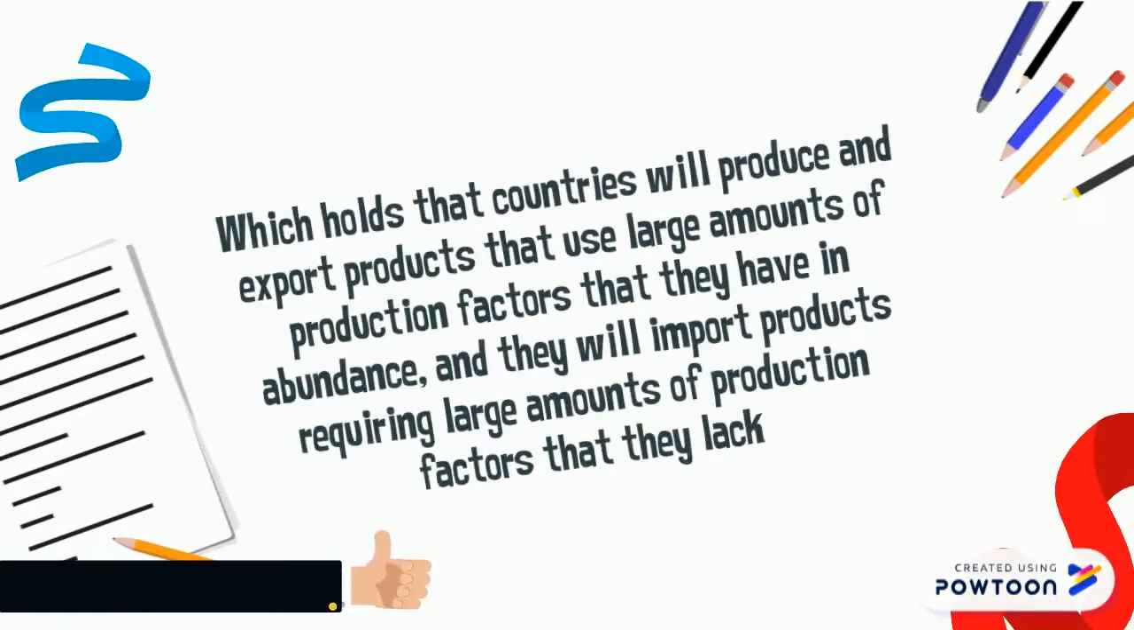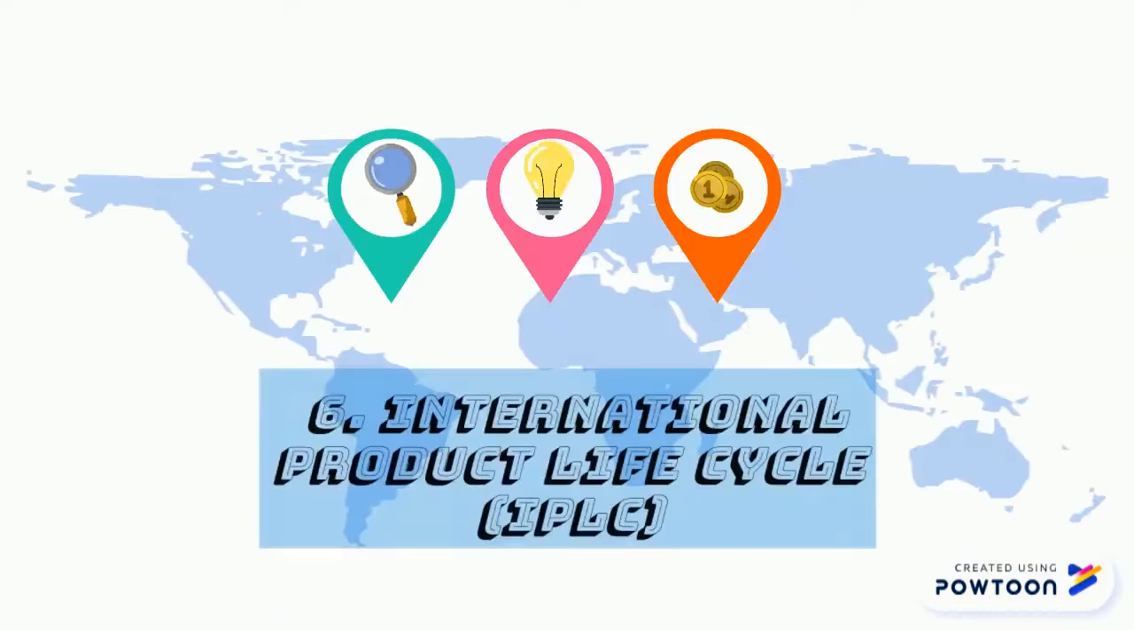Fifth, factor endowment theory or Heckscher-Ohlin theory, which holds that countries will produce and export products that use large amounts of production factors that they have in abundance, and they will import products requiring large amounts of production factors that they lack.